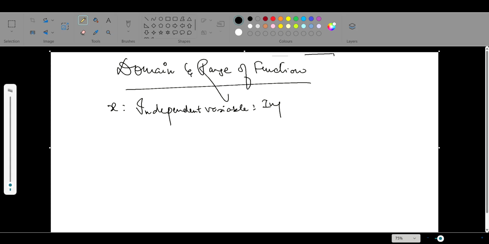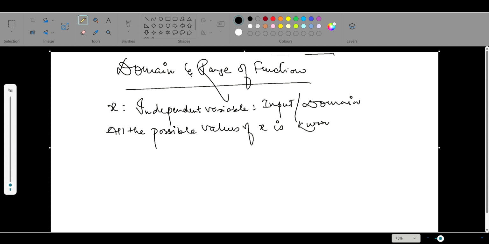We also call it the input section, and hence this is known as the domain of the function. So by definition I can say all the possible values of x is known as the domain of the function.